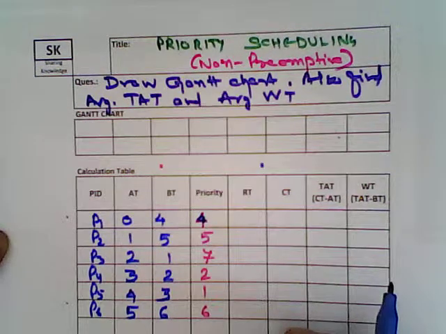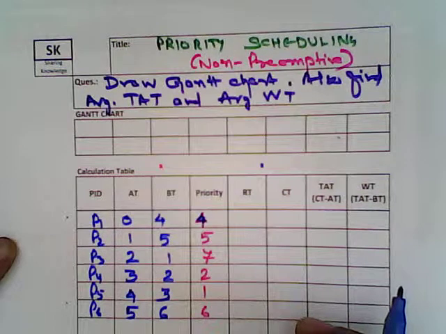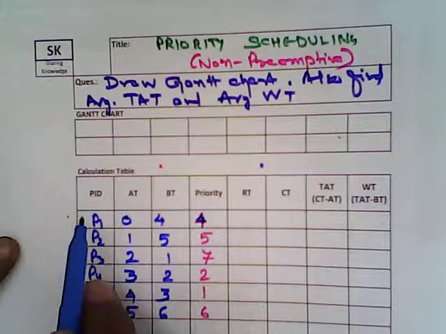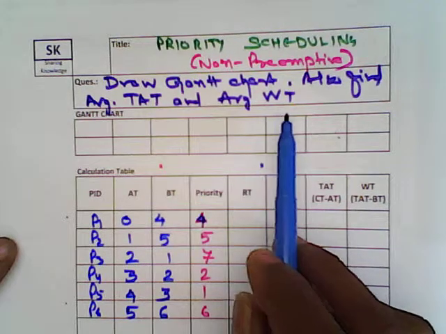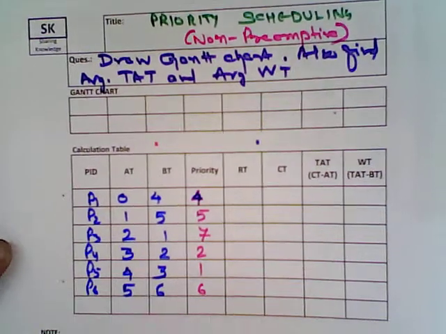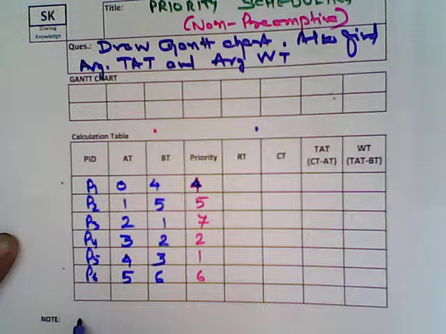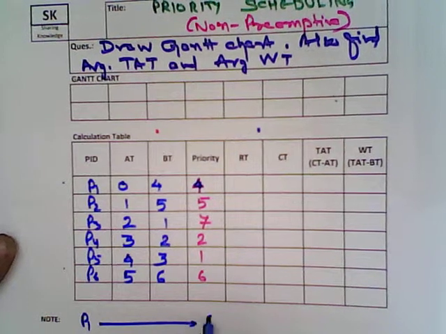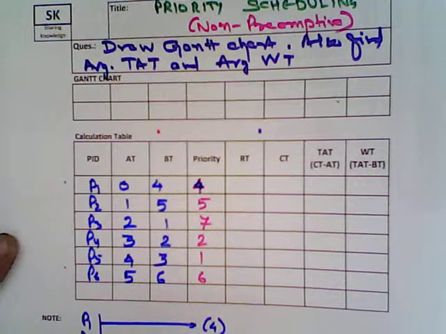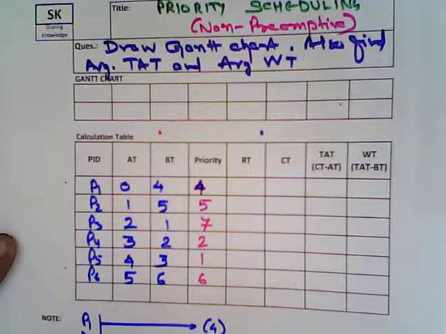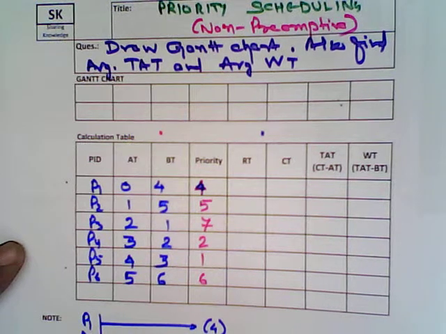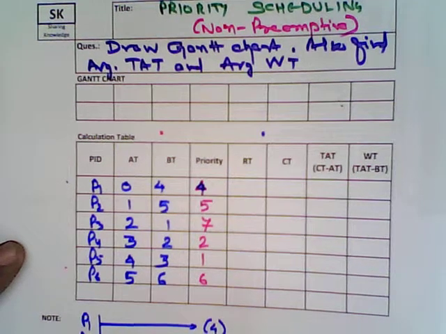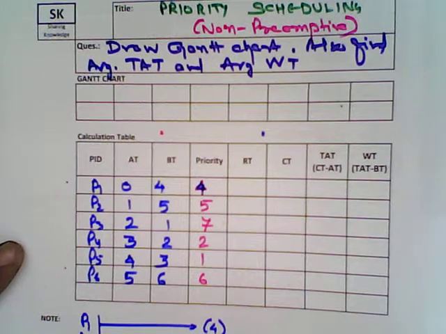In the given sheet, you can see that the question asks for a Gantt chart preparation from the given table, and also to find the average turnaround time as well as the average waiting time. As the name indicates, non-preemptive means, suppose P1 is one process, it takes 4 units of time. P2 is the next process, it takes 5 units of time. P3 is the next process, it takes 1 unit of burst time. P4 takes 2 units of time. P5 takes 3 units of time, and P6 takes 6 units of time.